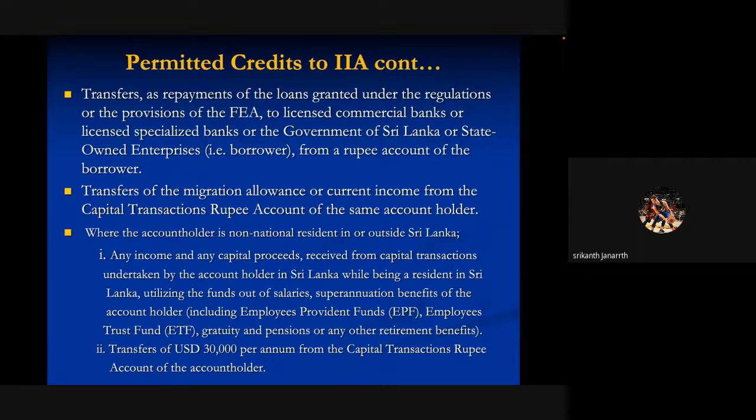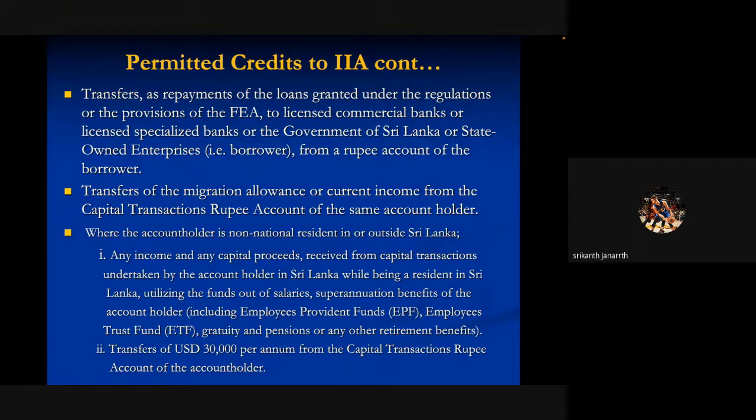Transfer of the migration allowance or current income. Allowance or current income, including current income, is also possible. So you know what the current income of an immigrant is, right? Pension, and any share dividends, or any rent. If he has a property, movable property, he can get the rent, and he draws a pension, right? EPF, ETF, all those are income, right? So those incomes can be invested through the IIA account. So those monies, without repatriating, you can put back into the IIA in order to invest, right?